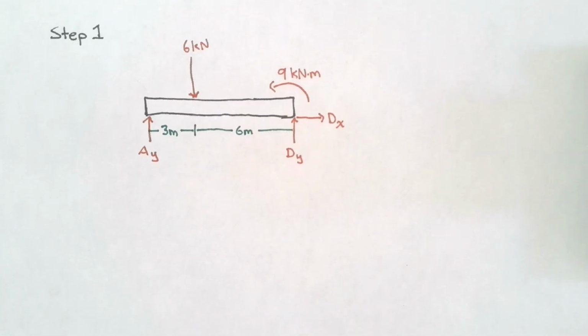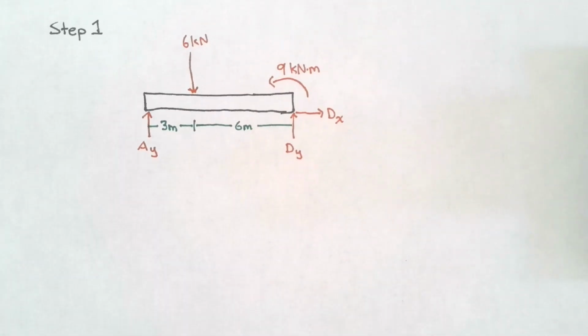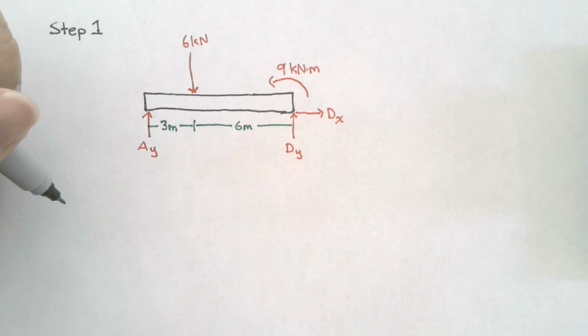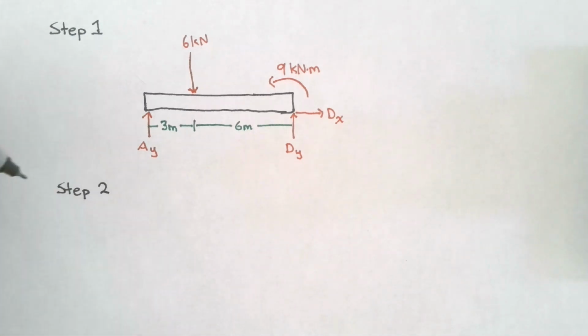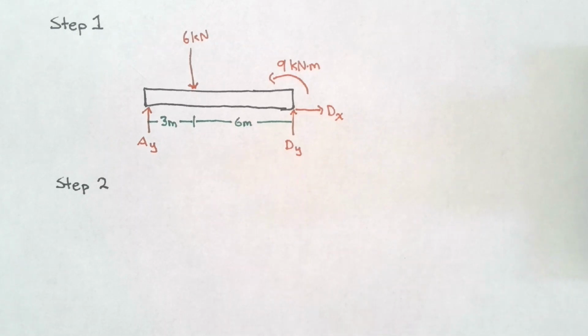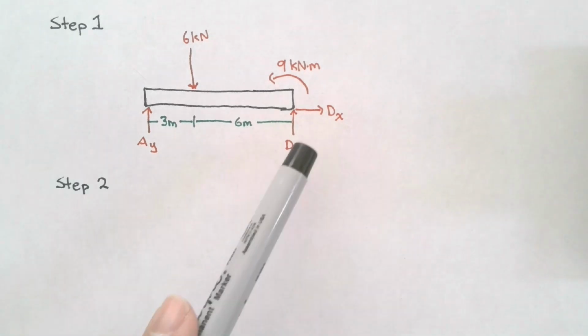Once we've drawn our free body diagram, the next step is to apply the equations of equilibrium to try to solve for any reactions or external forces. In this problem, we have 3 unknown reactions: AY, DY, and DX.